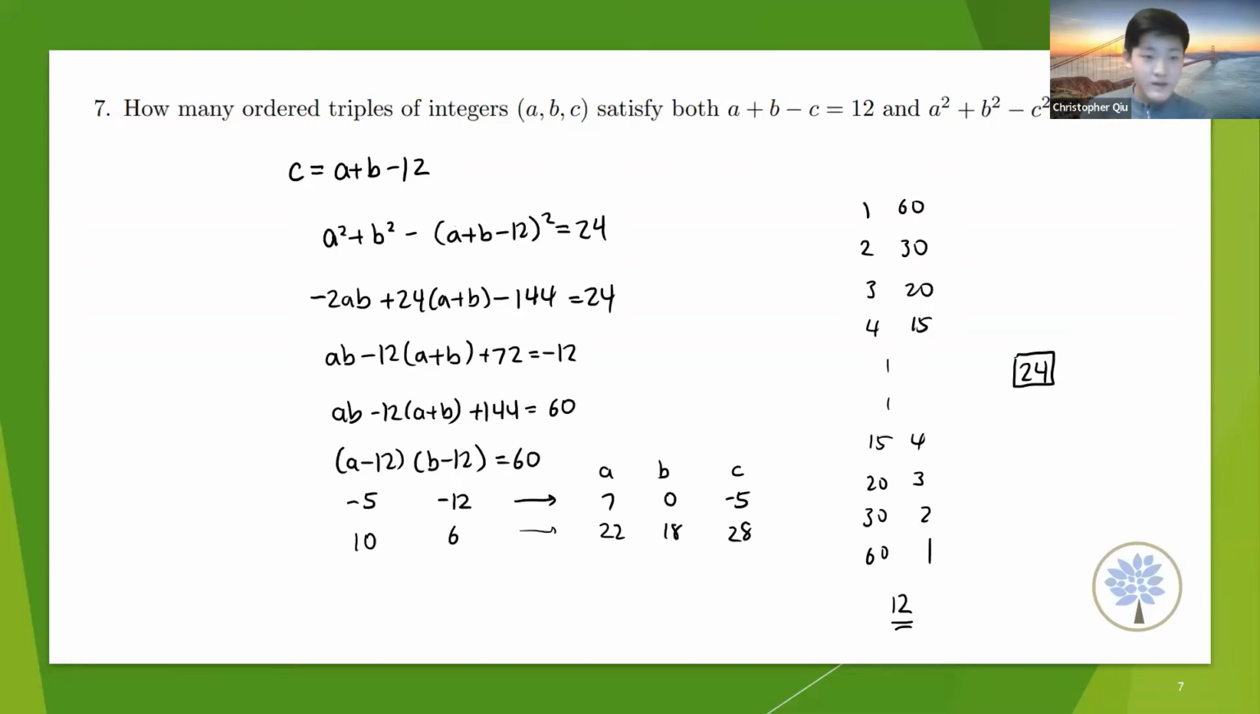So that's problem 7. Are there any questions? All right, so let's move on to problem 9.